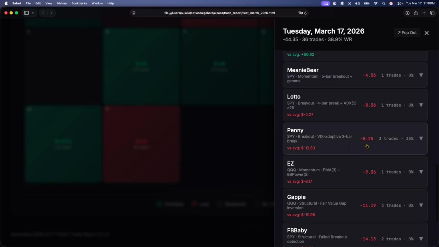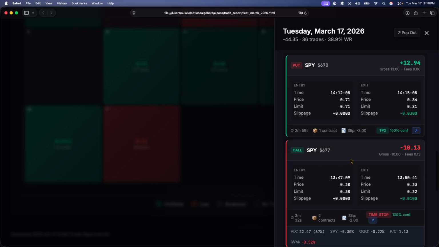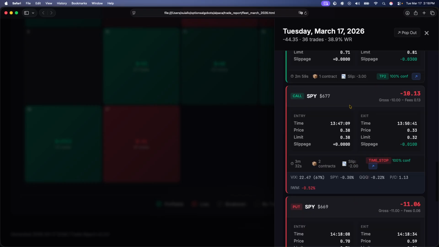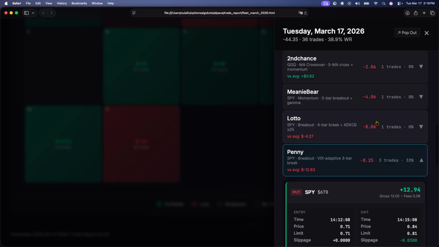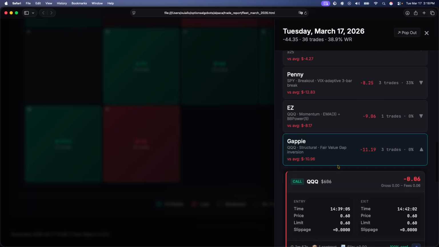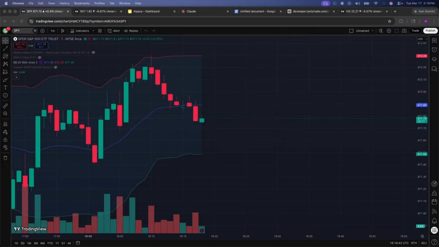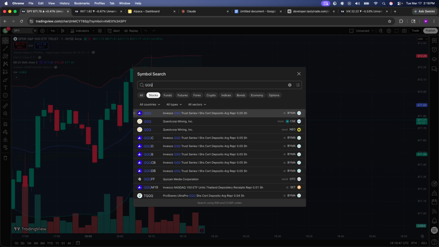Penny for You is our SPY breakout bot. It took 3 trades. One was a winner, so I thought, all right, bet, you're doing the right thing. But then it started chasing the market, right? And once we start chasing the market, it just didn't pan out well. So let's just go look at one more before we wrap up this video, which is our gap bot. This is our QQQ. QQQ is the top 100 tech companies within the New York Stock Exchange, and this bot trades the gap, right? So remember I showed you that there was a gap earlier today. Let me quickly go to QQQ so I can show you that.